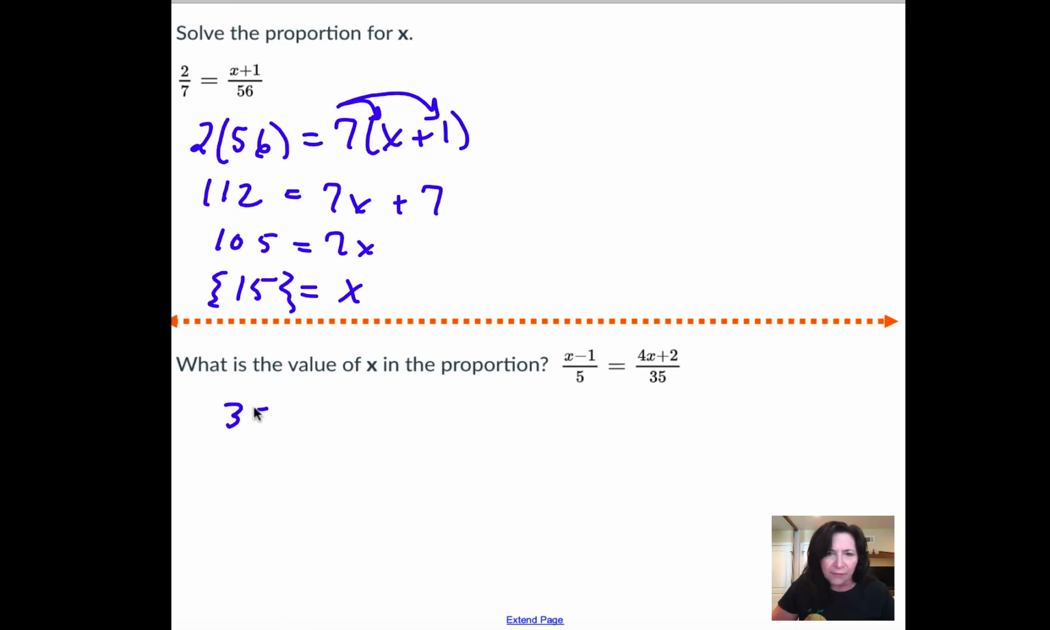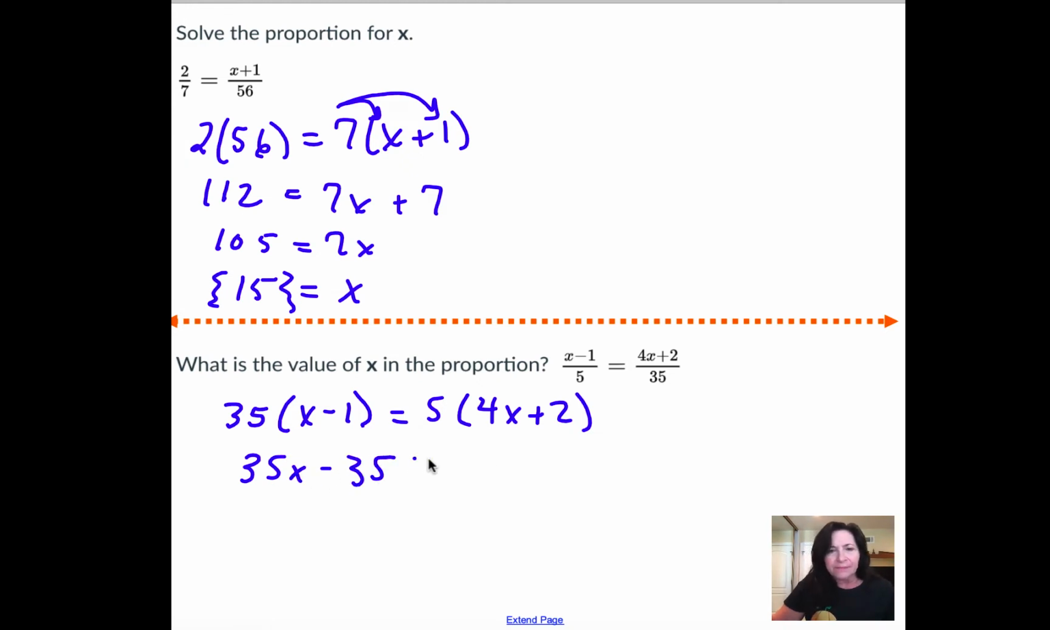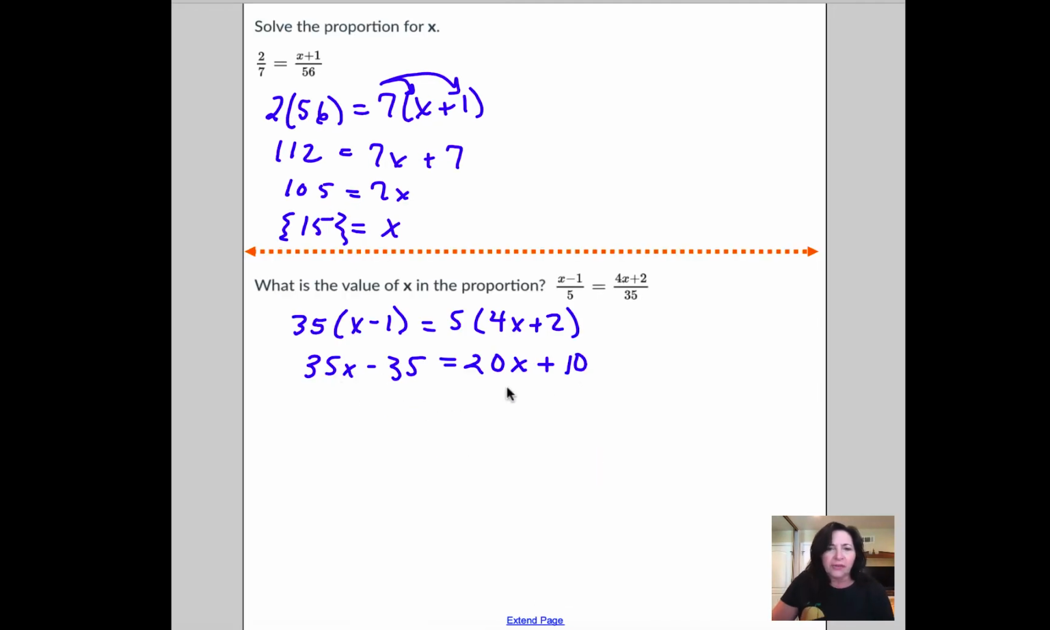We're going to get 35 times x minus 1 is equal to 5 times 4x plus 2. We're going to distribute in both sides. So we're going to get 35x minus 35 is equal to 20x plus 10. And so I'm going to subtract 20x from both sides. So that means this is going to move to the left.